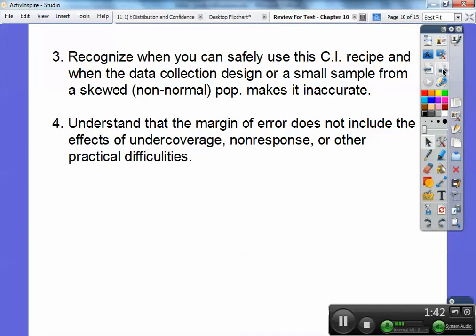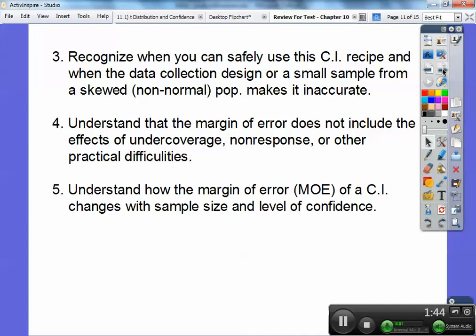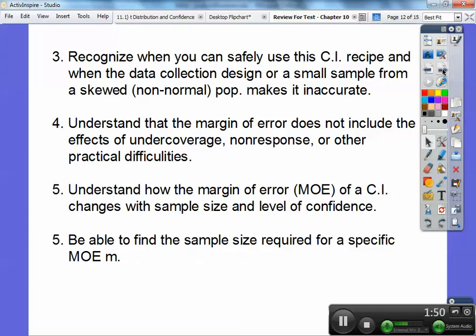Understand that the margin of error does not include the effects of undercoverage, non-response, or other practical difficulties. Understand how the margin of error of a confidence interval changes with sample size and level of confidence. Be able to find the sample size required for a specific margin of error by using that formula.